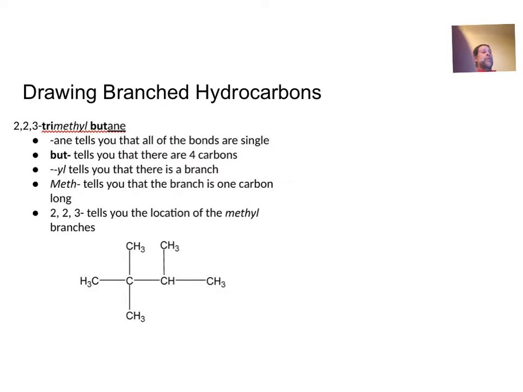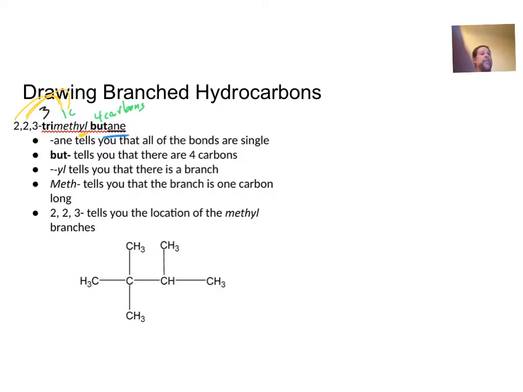So first of all, the fact that it's a 2,2,3-trimethylbutane, the A-N-E tells me all of my carbons are single bonded. The "but" is a prefix that tells me there's 4 carbons. The "yl" tells me there's a branch. The "meth" tells me it's a 1 carbon long branch. The "tri" tells me there's 3 of them. And the 2,2,3 tells me the location of them.